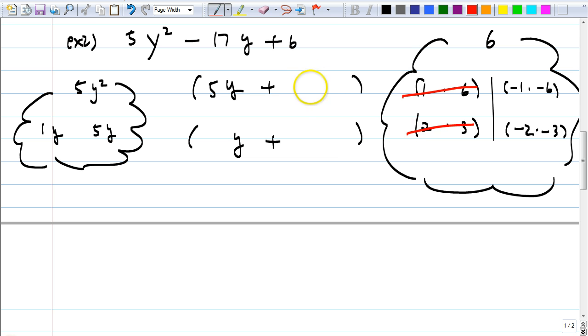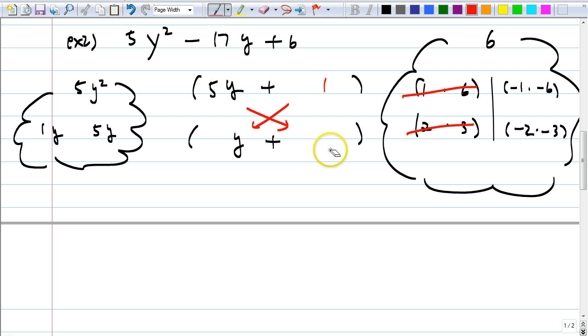So let's try negative 1, negative 6. Does this work? We get, what's 5y times negative 6? So remember, this gives you the middle term. Does that work? No, that's too big, isn't it? That's too big of a negative number. What's 5 times negative 6? Negative 30, and you get the other one, y. So that doesn't work.